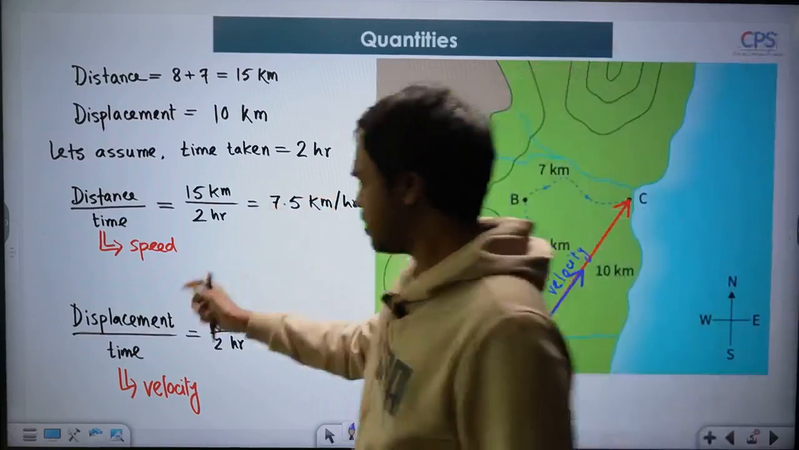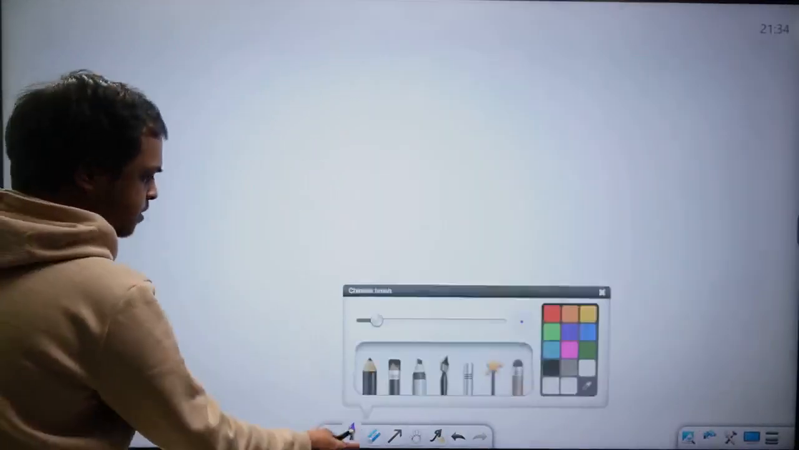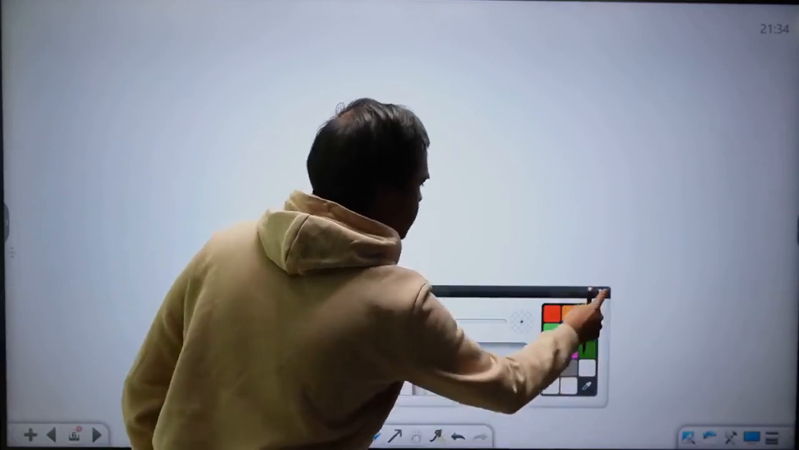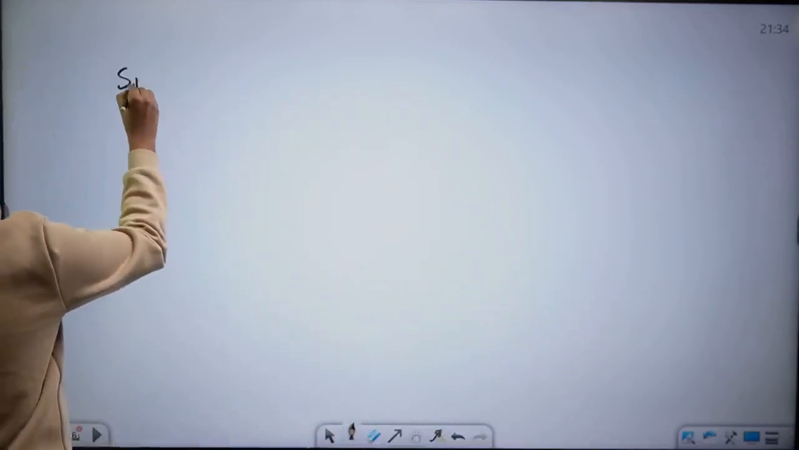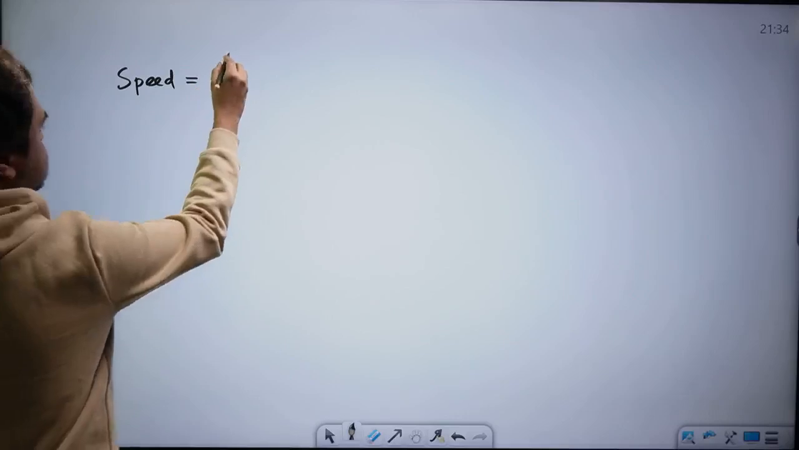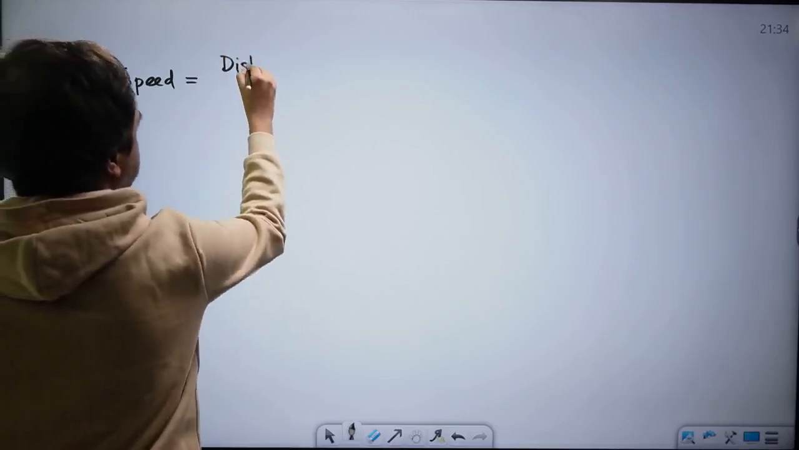So whatever we have covered, let's summarize. So to do a proper summary, we'll first get you to speed, which is distance over time.